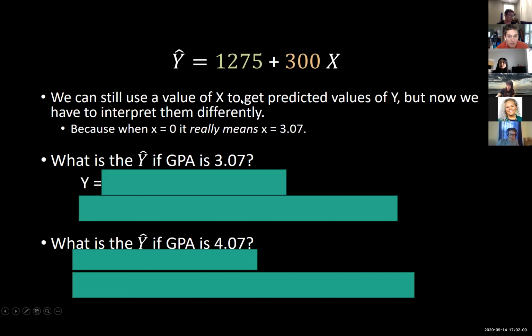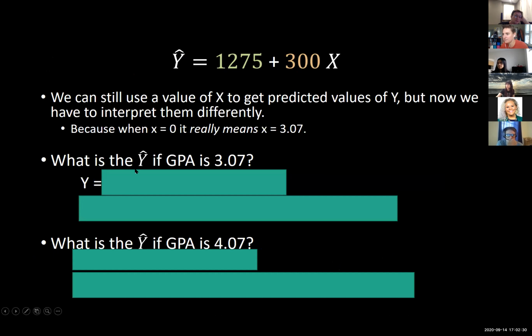So this is the same thing we did before. We can still use a value of X to get a predicted value of Y, but we have to interpret it slightly differently when we do it. Because when X equals 0, now X really means 3.07. X doesn't mean 0 when it says 0. It means 3.07.